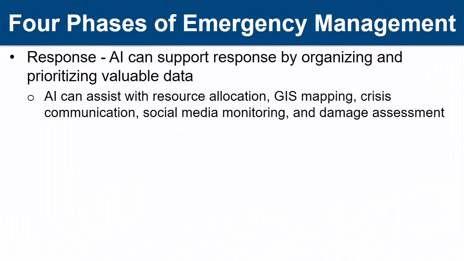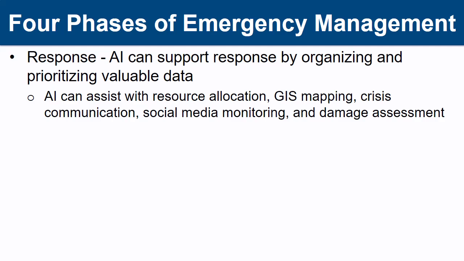The third phase is response, and this may be where AI's speed becomes especially valuable. During disaster response, emergency managers operate under intense time pressure. Information arrives constantly. Decisions must be made quickly. AI can assist with resource allocation, GIS mapping, crisis communication, social media monitoring, and damage assessment.